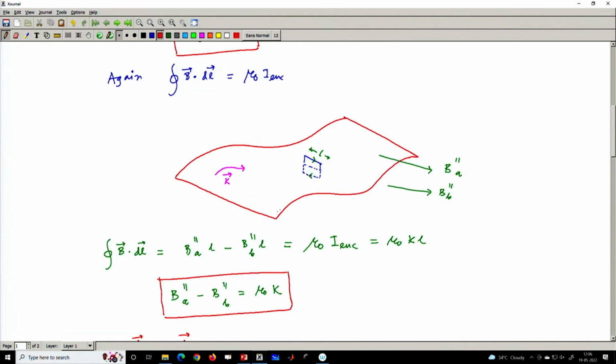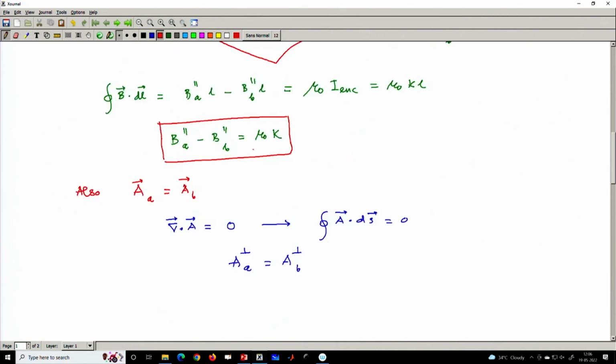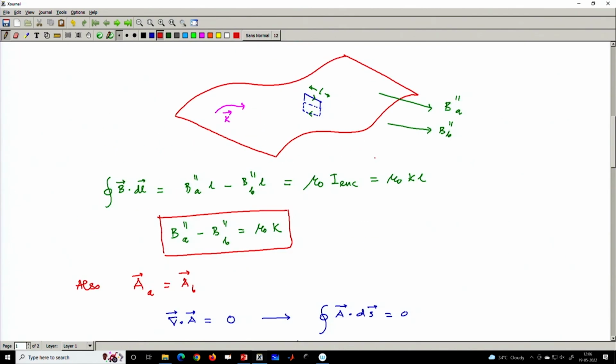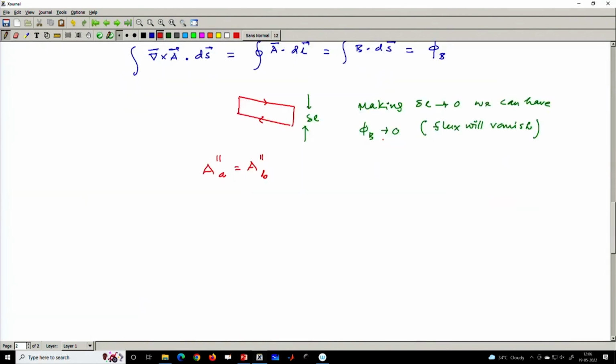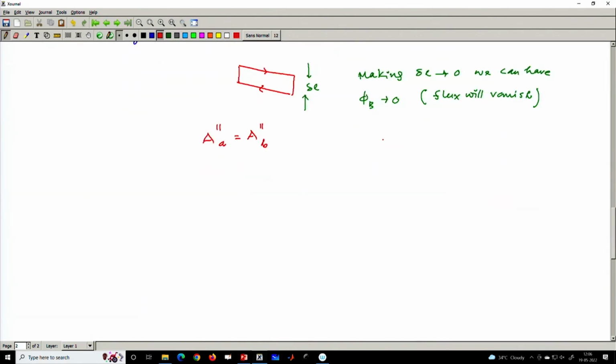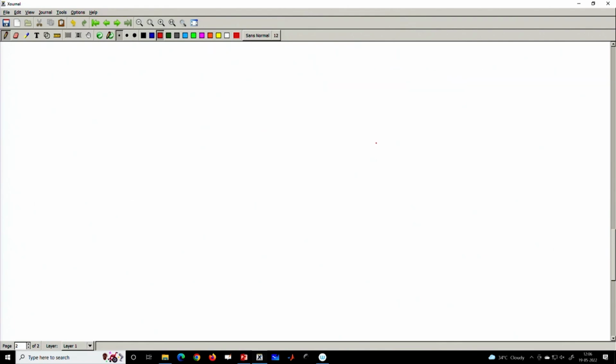If I have an interface, a boundary between two regions, then the magnetic field in the lower and the magnetic field in the upper should have the relationship like this, but the vector potential that produces the magnetic field is continuous. So, that information maybe we can use in our future calculations.